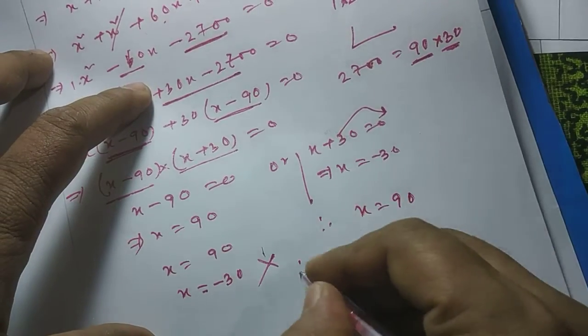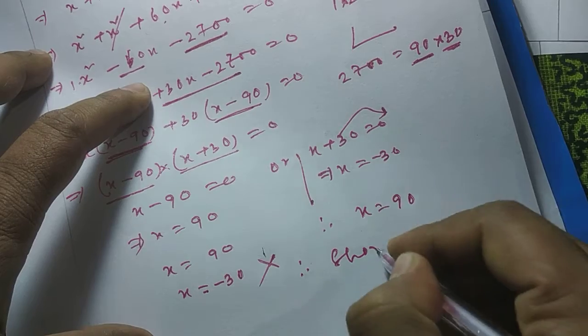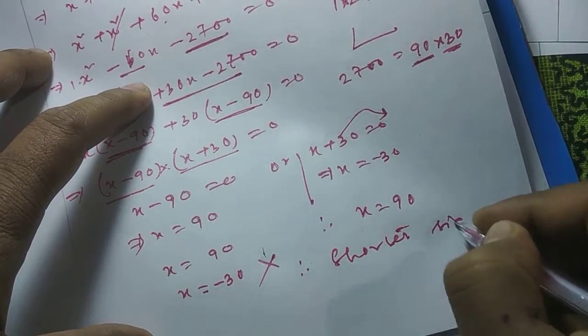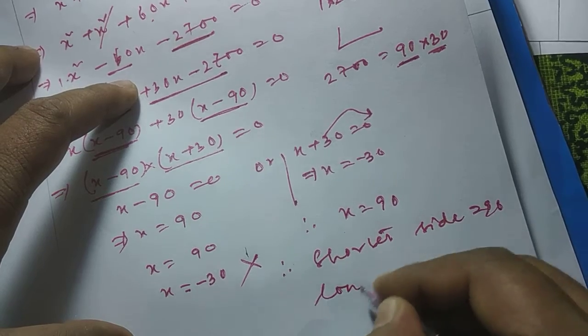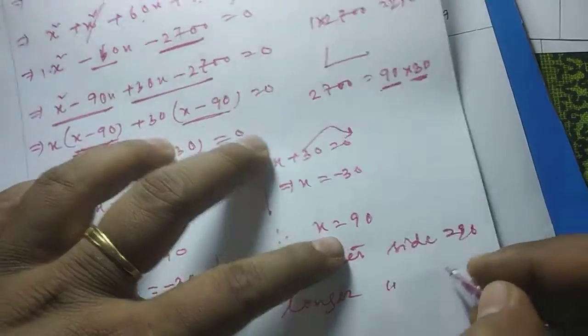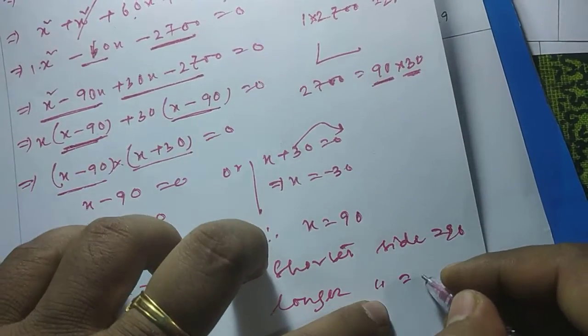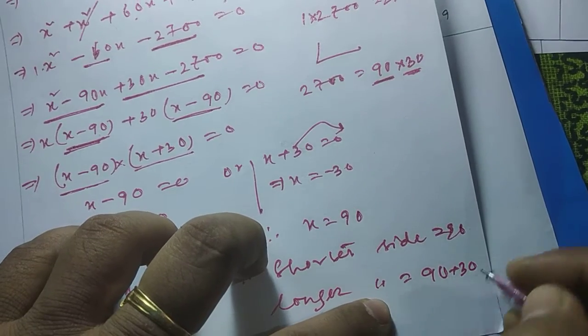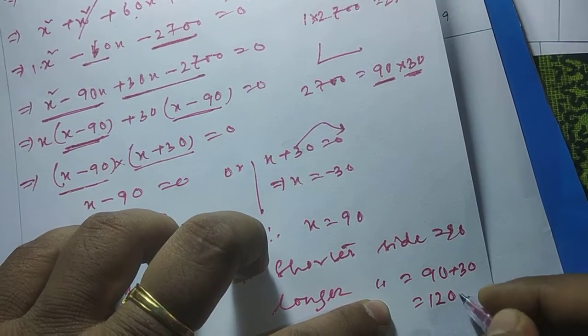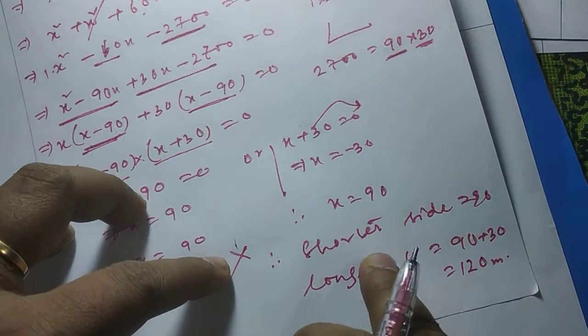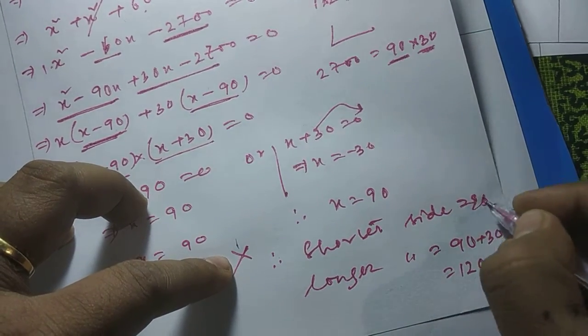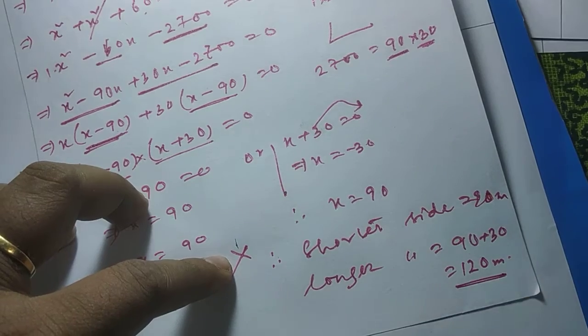That means we can say the length of the shorter side will be 90 and the longer side will be, since it is 30 more, just adding 30, 120 meter. Understood? In this way we are getting the shorter side 90 meter and the longer side 120 meter. My job is done.